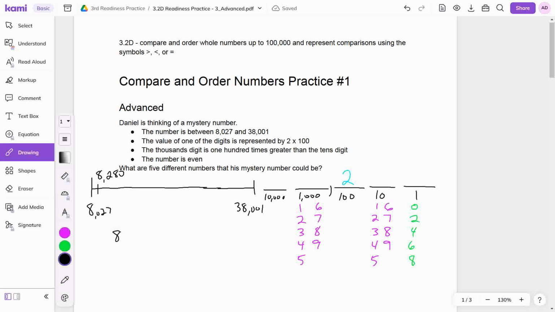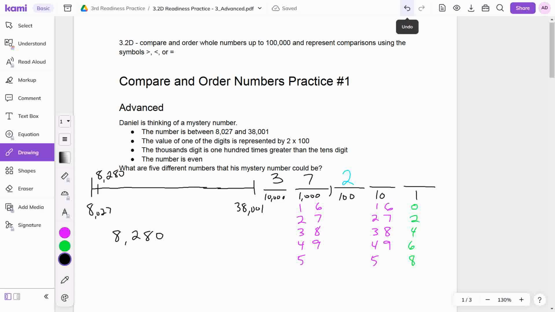There's going to be many options, but I'm just interested, what is the smallest, what is the largest number I can make? Okay. If I make 38,000, look what's going to happen. It has to be 38,200. That's going to go off my chart. So I can't do 38,000, but I can do 37,000.